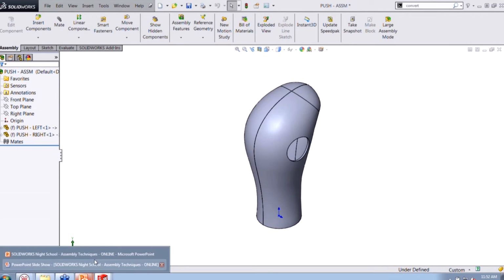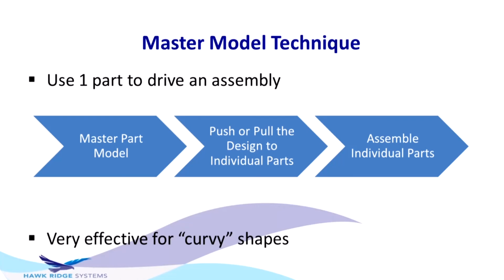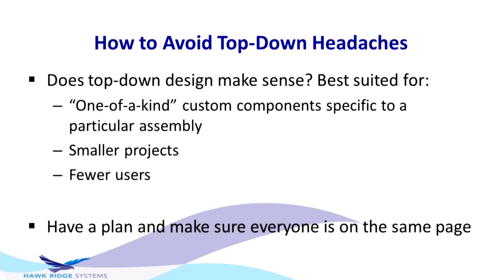But master modeling is a very, very powerful technique. So how to avoid the headaches that might come with either in-context and master modeling as well? What we find is if you're doing master modeling, it's generally for smaller projects, and it's also for fewer users, right? One of the engineers I talked to, he's the only one that does the master modeling, okay? So with that, you always know that you're going to be on the same page as yourself, as well as a few other users, right?